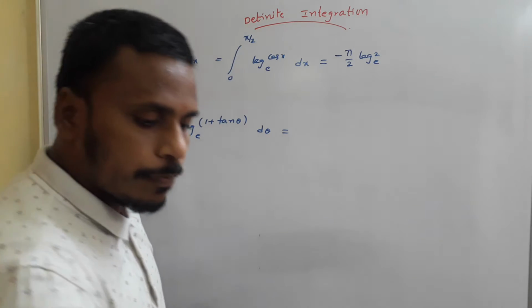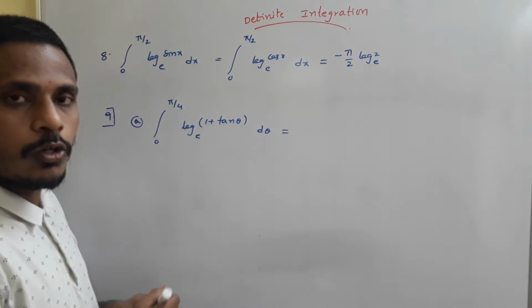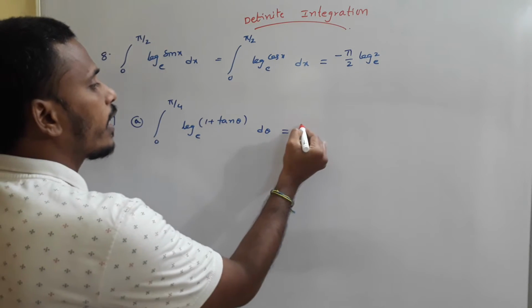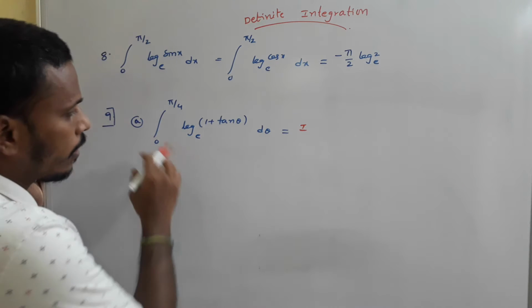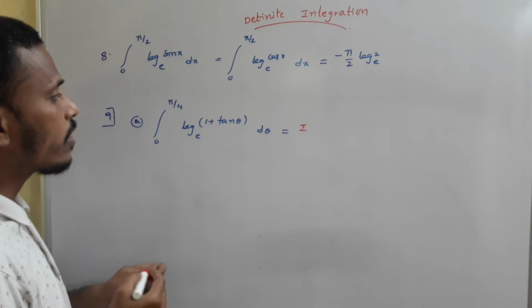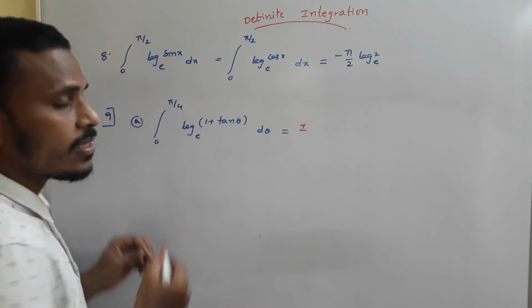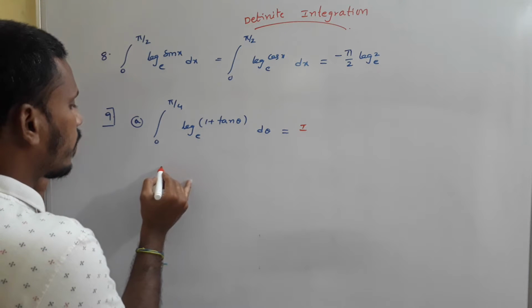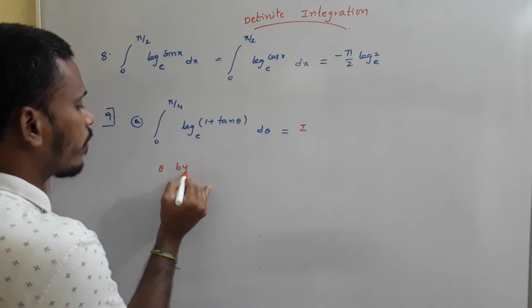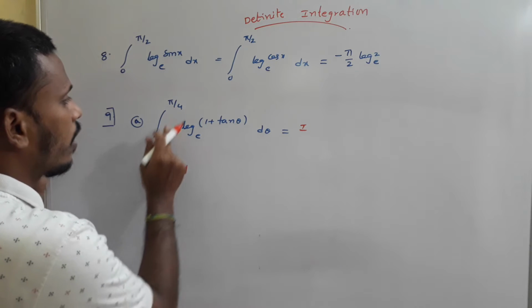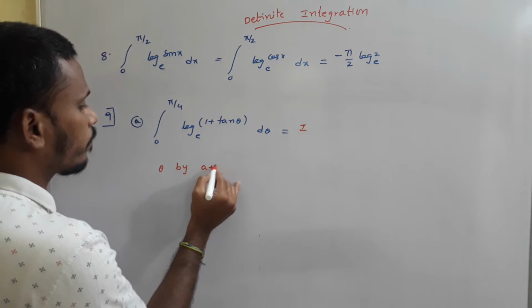First of all, let this problem be some I. We are going to find this value. Take it as I for some time. This integral value is I, and then you replace theta by, as per the property which I mentioned in the previous class, a plus b minus theta.